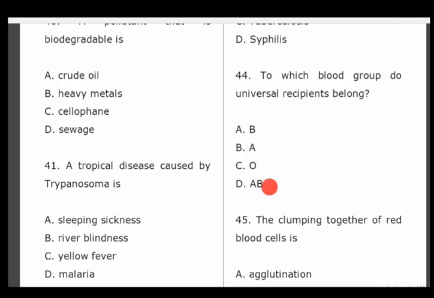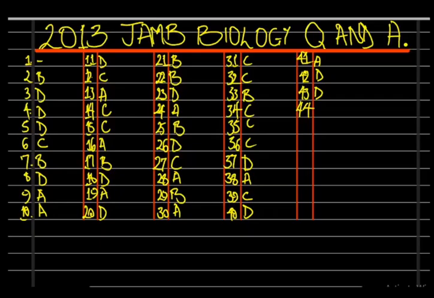Because blood group AB has no antibody. Blood group AB has no antibody, so it is able to receive blood from any blood group. It only has antigens. It has antigen A and antigen B, but it has no antibody. So that is the answer to that particular question, option D.